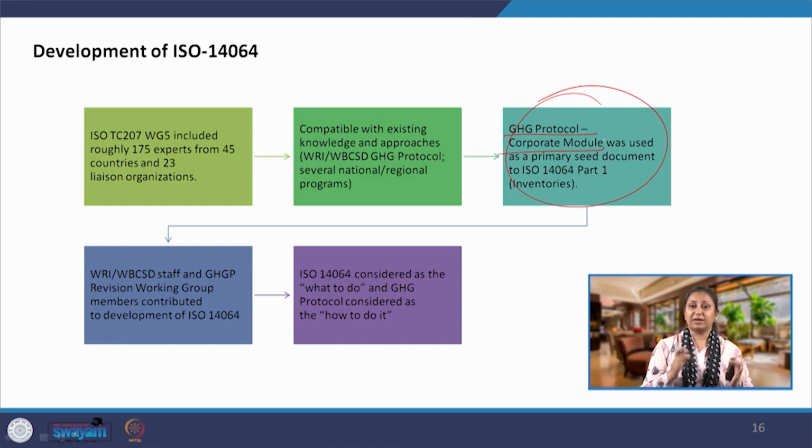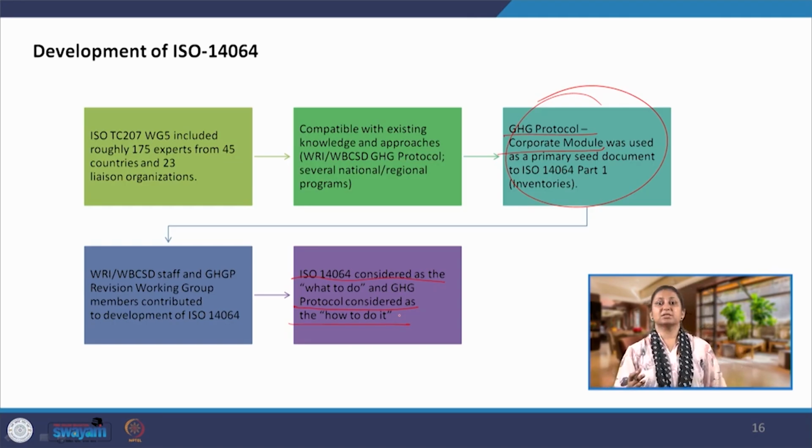Now, when it is maturing more and more today, in the next lecture what we will see is that ISO 14064 is considered as the what to do. So, what all needs to be done if we want to report, measure, monitor the GHG emissions, and GHG protocol is considered as how to really do it. So, what do we want to do? Inventories, organizational boundaries and all that, what do we want to measure, monitor, and then how to really do it.